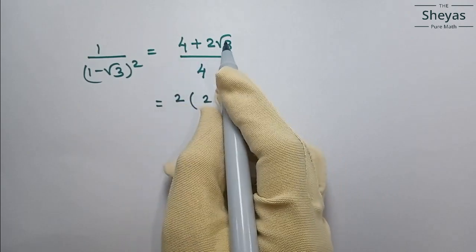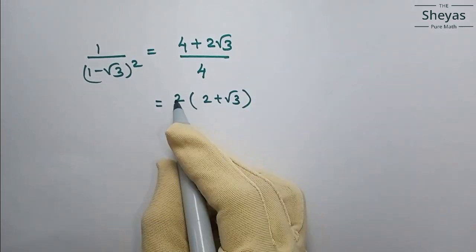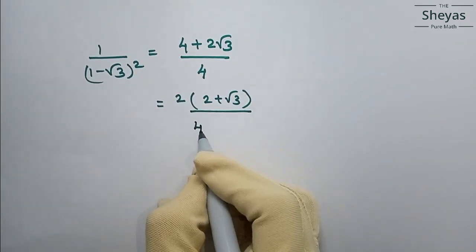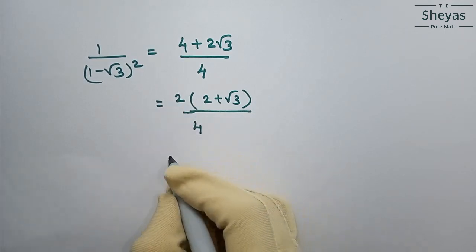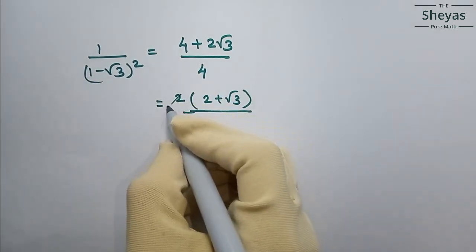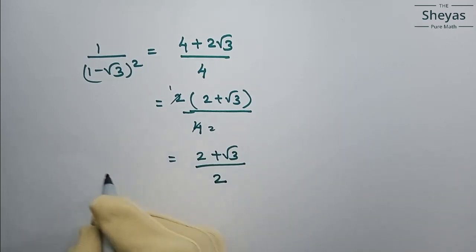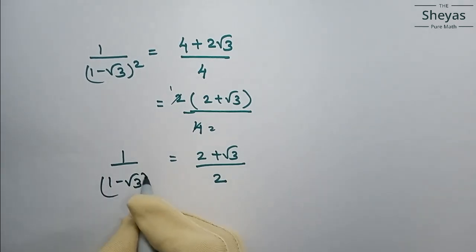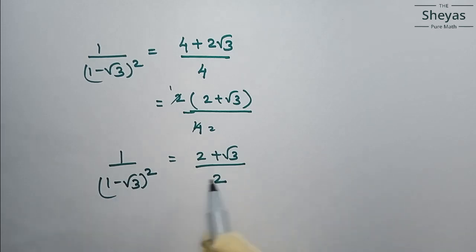From these two terms in the numerator, I am taking 2 outside. So 2 2s are 4 and 2 into root 3 is 2 root 3. So I have taken 2 outside, by 4. If I cancel 2 and 4, one time and two times, the required answer is 2 plus root 3 by 2. So 1 minus root 3 the whole square is equal to 2 plus root 3 by 2. Now I have rationalized the denominator. I have removed the radical sign from the denominator. So this is the required answer.